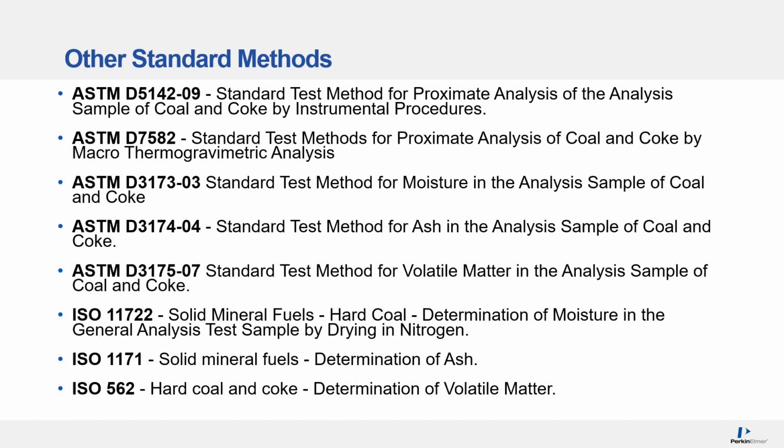Here's a long list of ASTM and ISO methods that use TGA as the primary technique for the analysis of coal and coke materials. You can go back and reference these methods later.